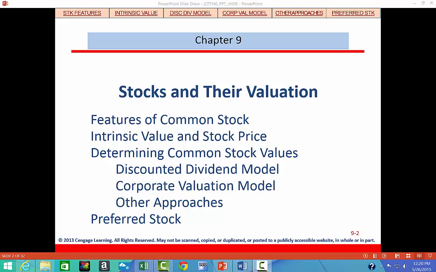Chapter 9 deals with stocks and how to value stocks. The major objectives for this chapter are to discuss the legal rights of stockholders, explain the difference between a stock's price and its intrinsic value, and identify the two models that can be used to estimate a stock's intrinsic value. The first one is the discounted dividend model, and the second one is the corporate valuation model.